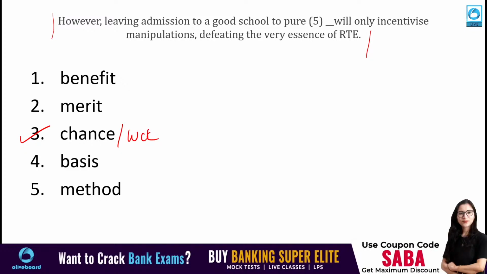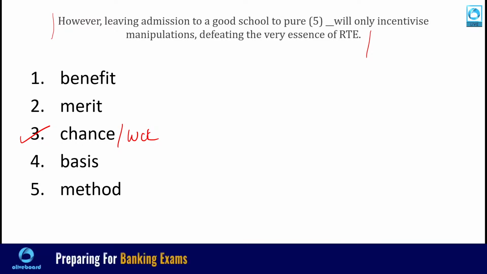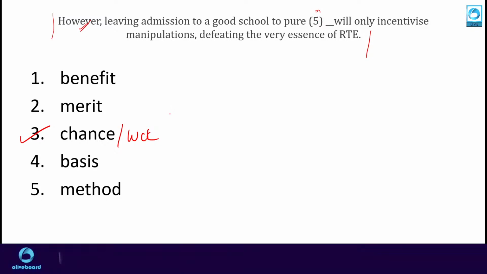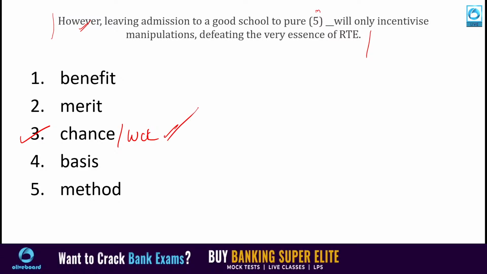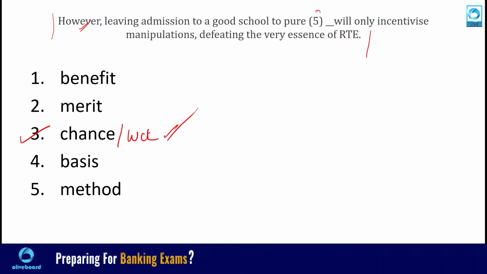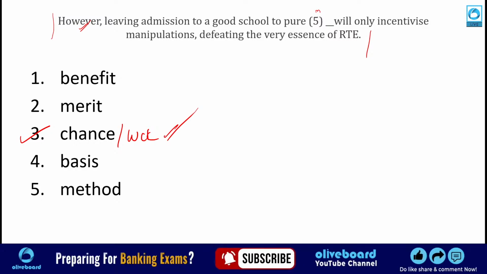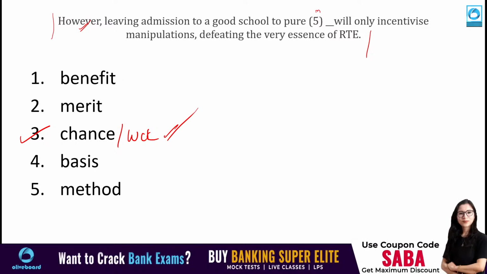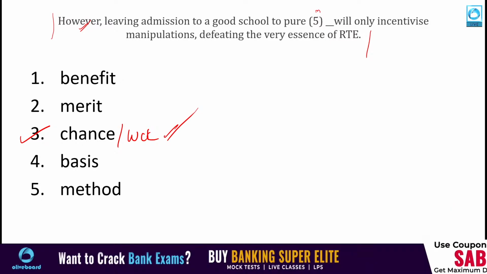Any confusion here? Once you read the line before the blank, you will get the idea that here we are not talking about merit, because यहाँ पर तो however word दिया हुआ है. So we are leaving the admission to pure chance. Correct, Sheetal. So that is why I told na, it is very much important to link each sentences. हर सेंटेंस को एक दूसरे से लिंक करना बहुत इंपॉर्टेंट है. Then only you will get it. It is necessary to read the passage properly, and it is necessary to read the sentences preceding and following the blank. That is also very much important.